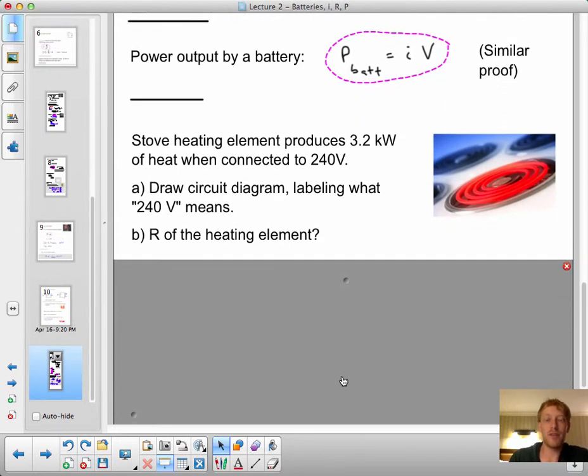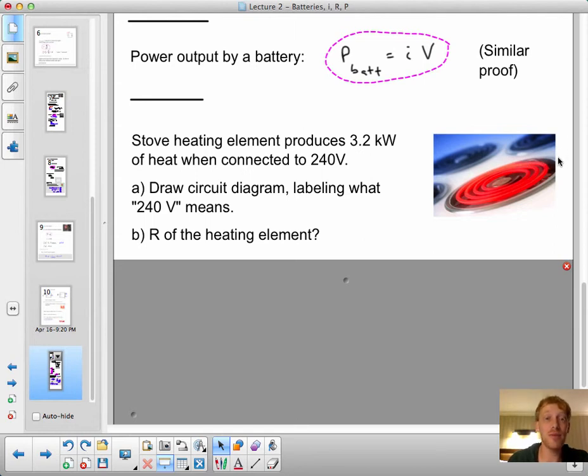All right, so here is a problem that I'll encourage you to take a look at and then pause the video and try and complete. And if you have a neighbor, convince your neighbor that you're right. A stove heating element produces 3.2 kilowatts of heat power when connected to a voltage source of 240 volts. Draw a circuit diagram and label what about the circuit you drew is 240 volts. And please solve for the resistance of this stove heating element. By the way, do you expect it to be a very low resistance or a very high resistance in order to put out enough heat as thermal energy to heat the pan that cooks your food?